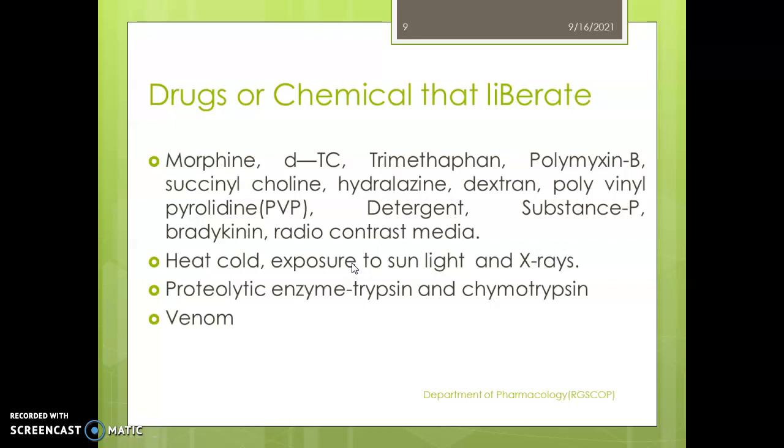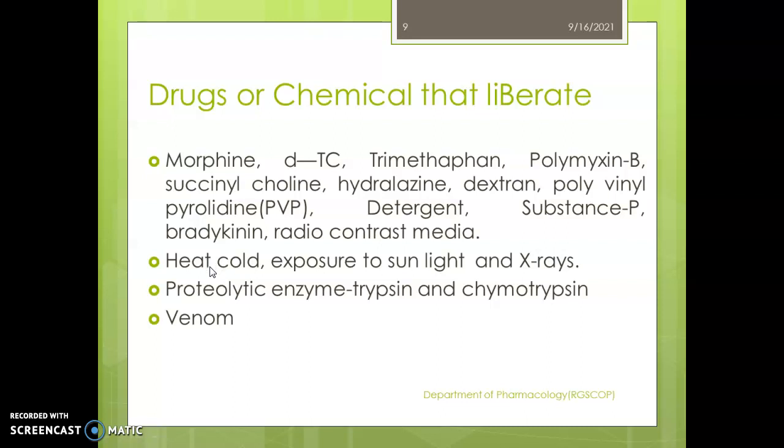Next one, the drugs or chemicals that liberate histamine. Previously I told you morphine, DTC. Morphine is an opioid analgesic; trimethaphan, a muscle relaxant; skeletal muscle relaxants; an antibiotic; succinylcholine; anticholinesterase enzyme agents; hydralazine, dextran, polyvinyl pyrrolidine, detergent, substance P, bradykinin, radio contrast media. All these agents and drugs may cause the release of histamine.